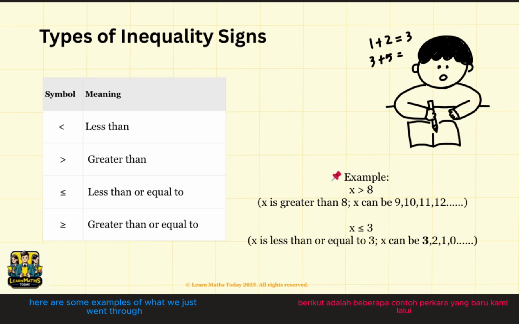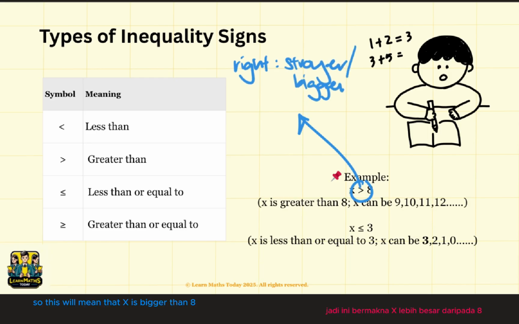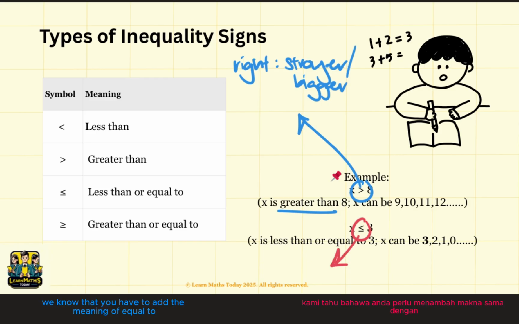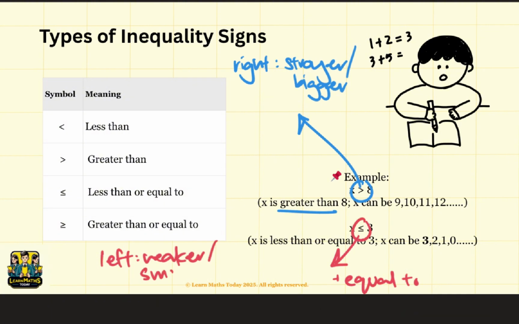Okay, so after all that, here are some examples of what we just went through. If we see a sign that points towards the right, remember my right hand is stronger, so it will mean that it is bigger. So this will mean that x is bigger than 8, which is also x greater than 8. And if we see the little bonus line below, we know that you have to add the meaning of equal to. And since this sign points towards the left, which means weaker or smaller, we know that x is smaller than 3 and also equal to 3.